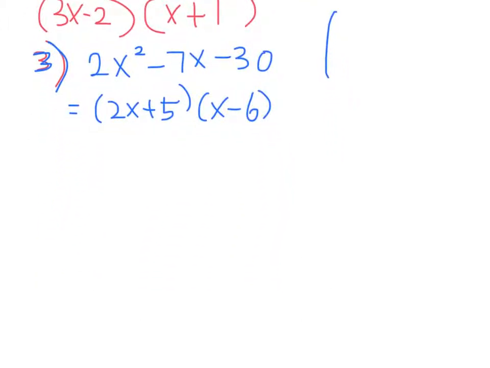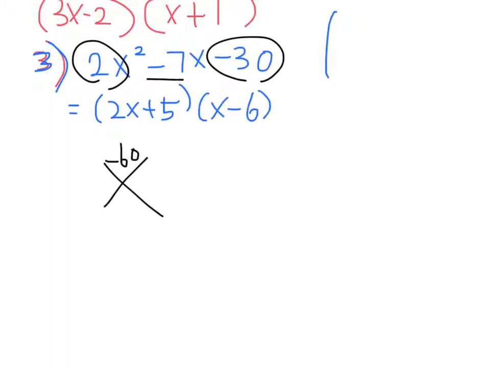So for question number 3, what you have to do is draw the big X. 2 times negative 30 is negative 60 on top, and you're supposed to put negative 7 at the bottom, right? And so you're looking for factors of 60. 1 times 60 is 60, but 1 and 60 cannot make what? I cannot make a negative 7.